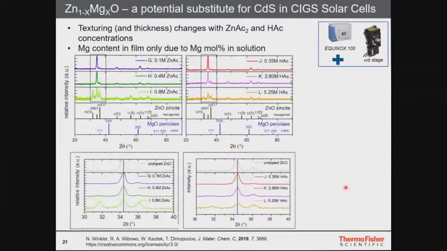If we now not only investigate the magnesium concentration in our solutions, but also vary the other variables like the zinc acetate or the acetic acid concentrations, you can see that it only affects our preferred orientation. So the preferred orientation changes, so the texturing and the thickness, but the magnesium content, as you can see here, is really only controlled by the magnesium concentration in our solutions and not the other properties.